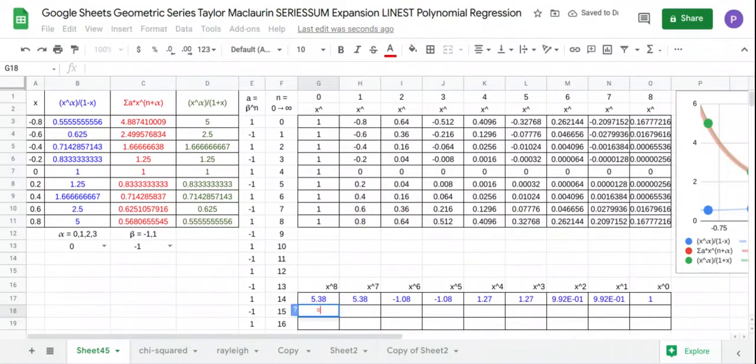The expansion, so LINEST, data y, and data x. And this would be data y, LINEST, data y, and data x.